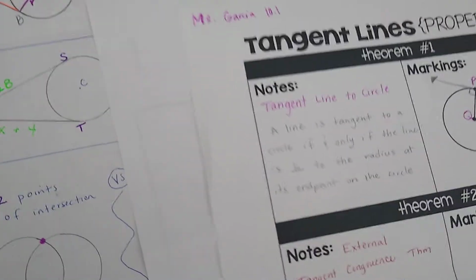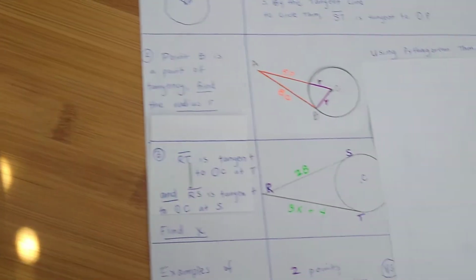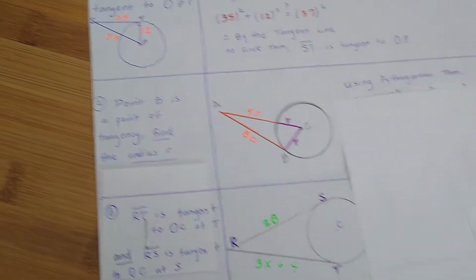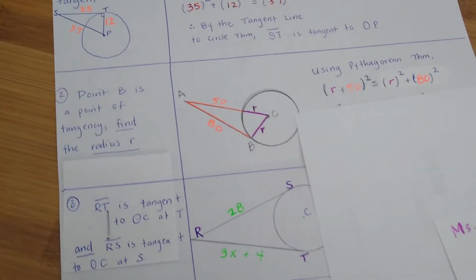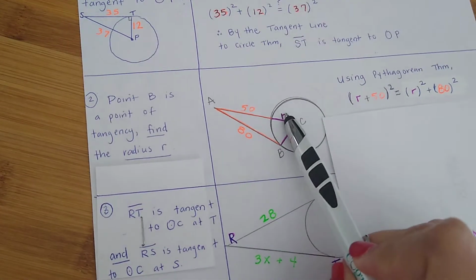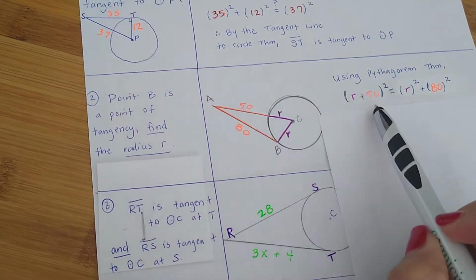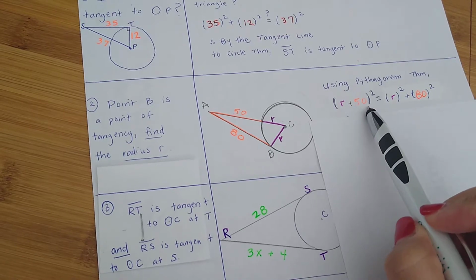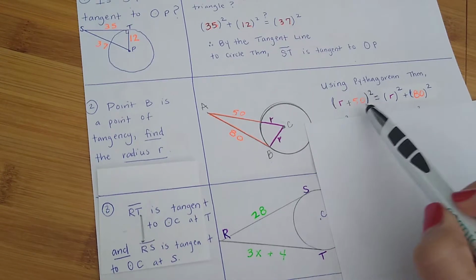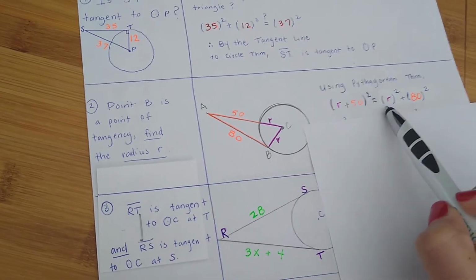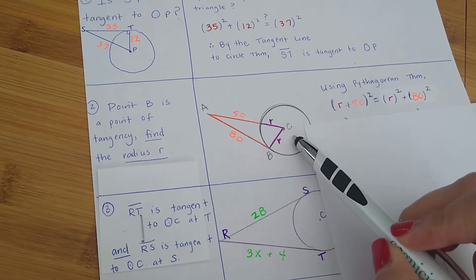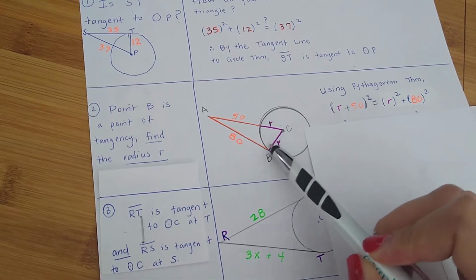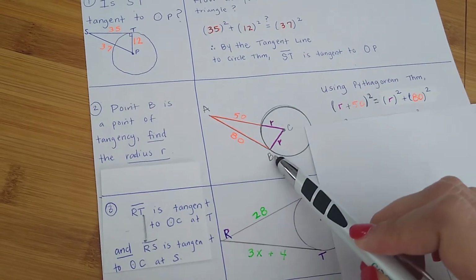Actually, you know what, we're working backwards. So we do know that theorem 1 is true, so we're going to use what theorem 1 tells us. We're going to use the Pythagorean theorem. Since we don't know what r is, we're just going to use r in our equation. So I have (r plus 50) squared, quantity squared by the way, it's not individually squared, equals r squared, the leg right here, plus the other long leg, 80 squared.